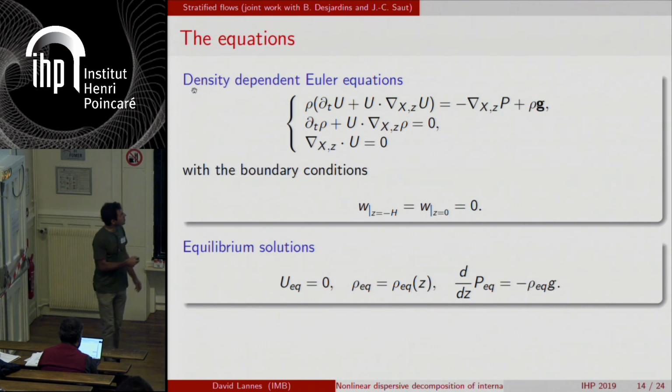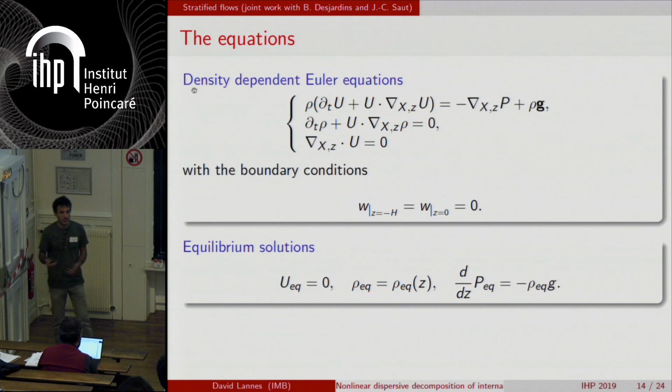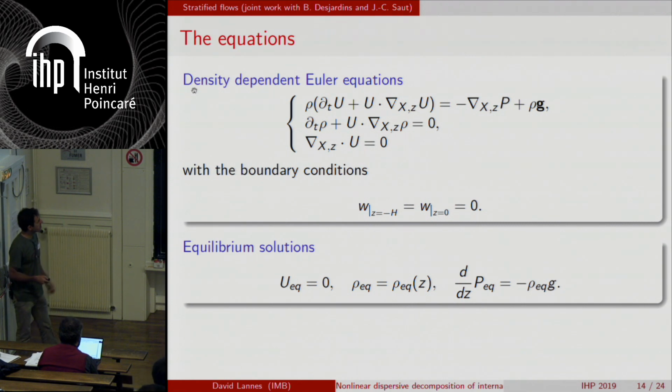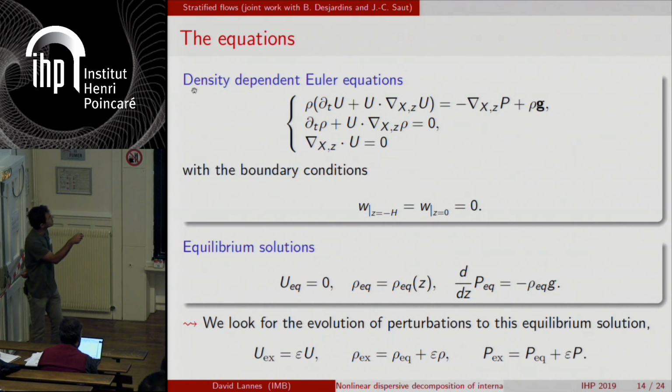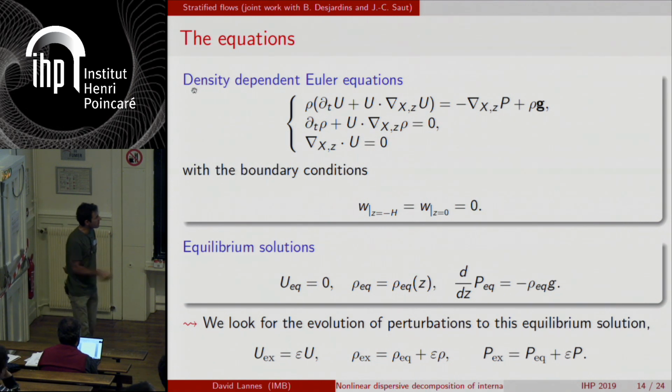Okay, so this is the equilibrium solution. And then you look at a perturbation of this equilibrium solution, for instance, a perturbation provided by the tide. Then you look at exact solutions which are perturbations of this exact stationary solution. So you take this perturbation to be of the form epsilon u, and this equilibrium stratification plus epsilon rho, and a perturbation of the pressure, which will be this hydrostatic pressure plus epsilon p. And now you want to write down the equations for u, for rho, and for p.